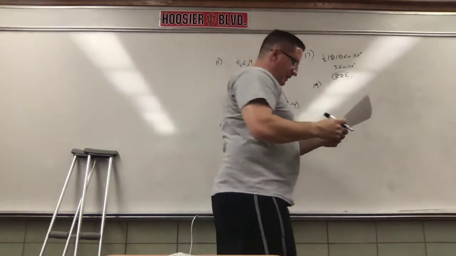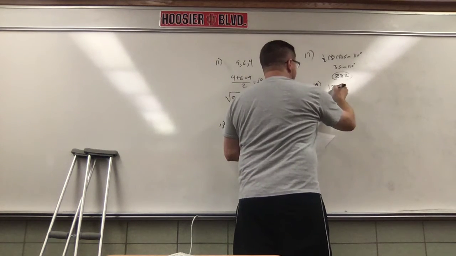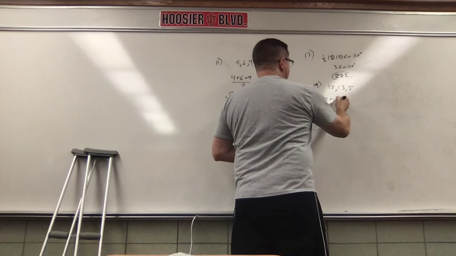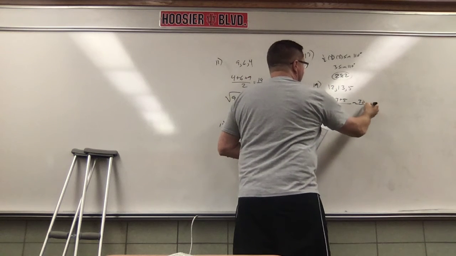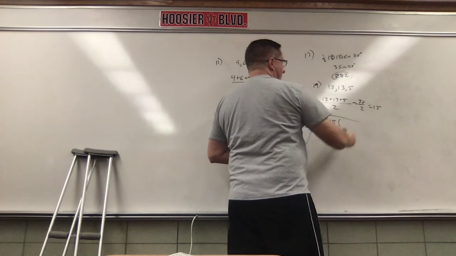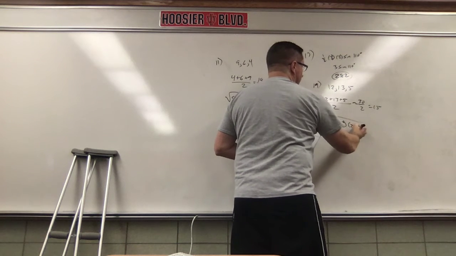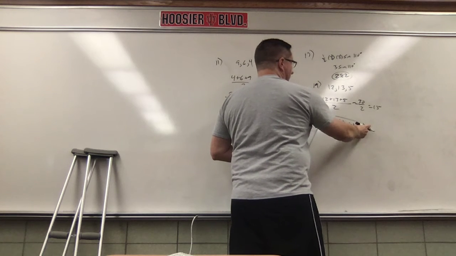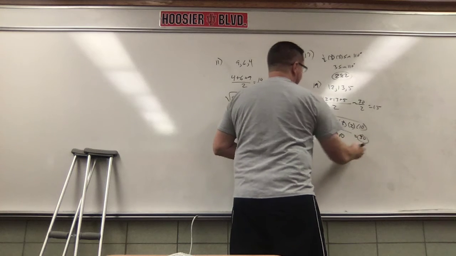Number 19, 3 more to go. They give us 3 sides, 12, 13, 5. So we find half the perimeter: 12 plus 13 plus 5, divided by 2. 12 and 13 is 25, and 5 is 30, divided by 2, which is 15. So the square root of 15, and I'm not going to show my work on this one. 15 minus each of these: 15 minus 12 is 3, 15 minus 13 is 2, 15 minus 5 is 10. We take 2 times 3 times 10 is 60, times 15 is 900, and the square root of 900, how about that? It's a nice number, 30.